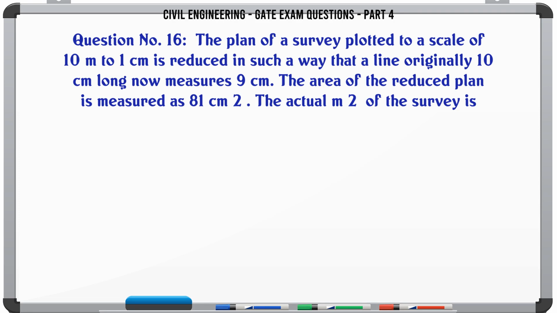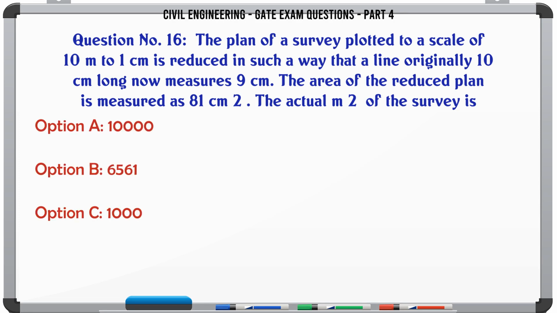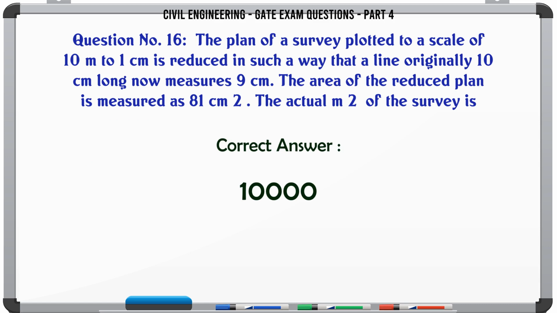The plan of a survey plotted to a scale of 10 m to 1 cm is reduced in such a way that a line originally 10 cm long now measures 9 cm. The area of the reduced plan is measured as 81 cm². The actual area of the survey is A. 10,000, B. 6,561, C. 1,000, D. 656. The correct answer is 10,000.